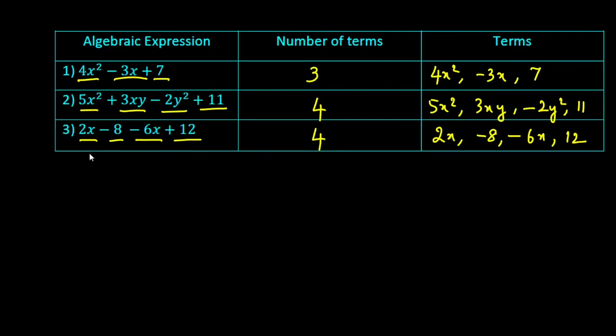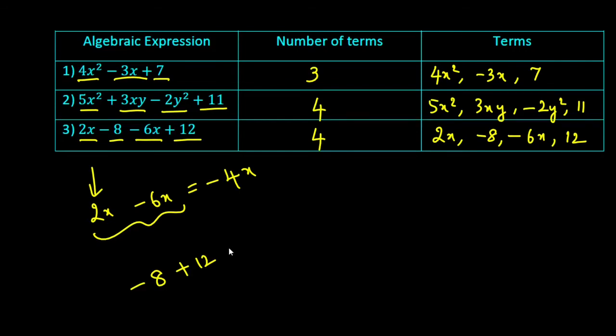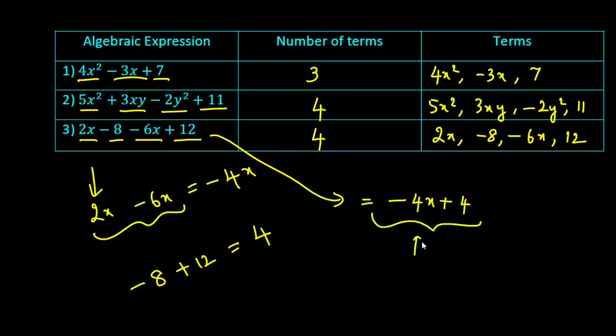Here we have two like terms, 2x and minus 6x. These can be combined and written as minus 4x. And here minus 8 plus 12. These two like terms can be combined and written as 4. So this algebraic expression becomes minus 4x plus 4. So this is only a binomial.